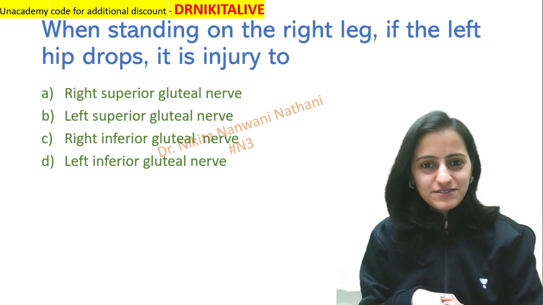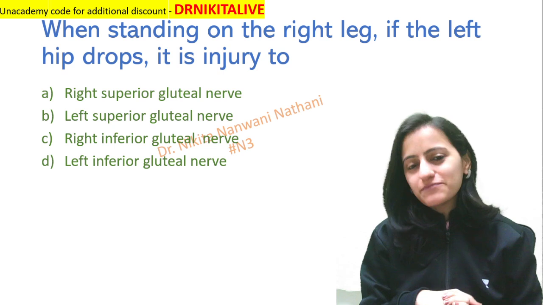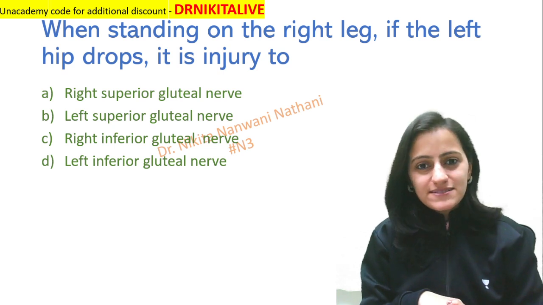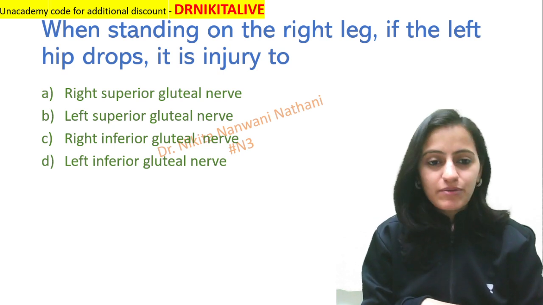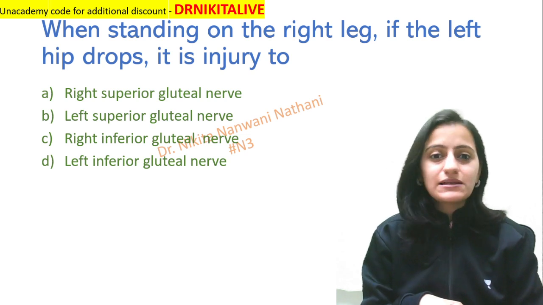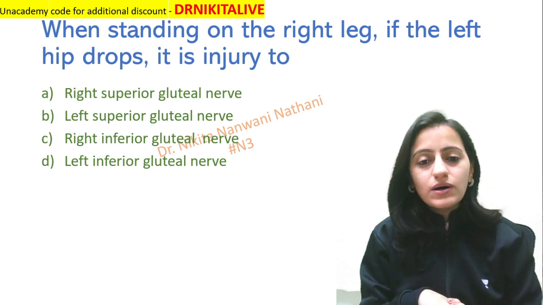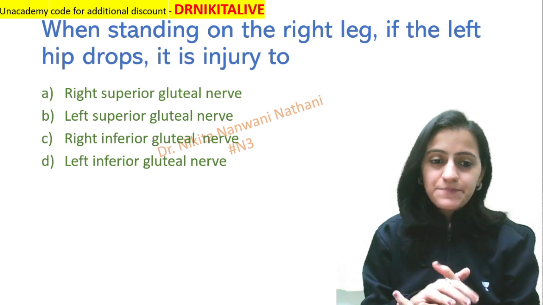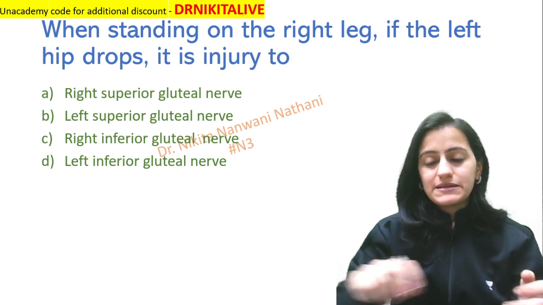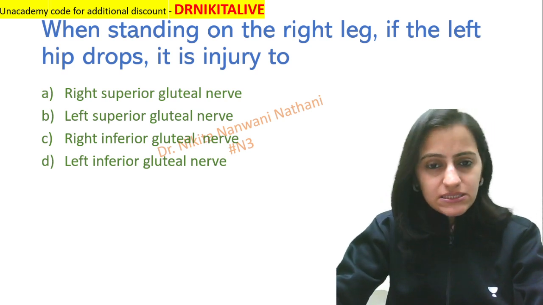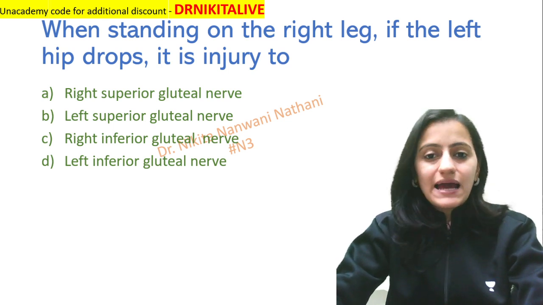A very, very confusing topic always, but with this mnemonic, we will never ever forget this. And this is about Trendelenburg sign. Remember, this is Trendelenburg sign and not Trendelenburg test, which is done for the lower limb veins valve competency. This is Trendelenburg sign, which is basically done for the hip abductors, the gluteus medius and minimus.